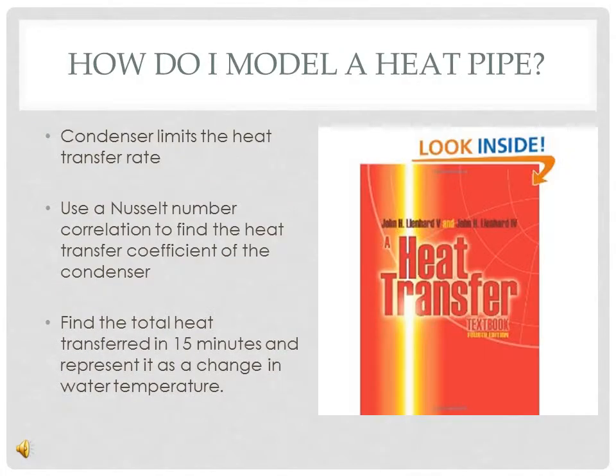In order to model a heat pipe, we started with an energy balance. Ideally, all of the heat added to the evaporator is dissipated by the condenser, but in reality, the condenser limits the amount of heat that can be transferred. In order to find out how much heat could be dissipated by the condenser, a Nusselt number correlation was used, and from this, a heat transfer coefficient for both the inside and the outside of the condenser could be found.